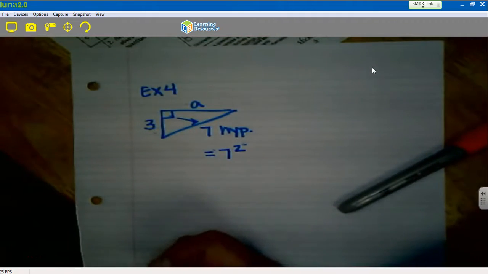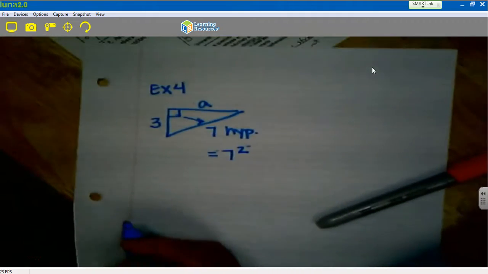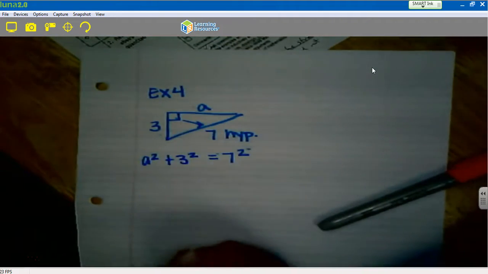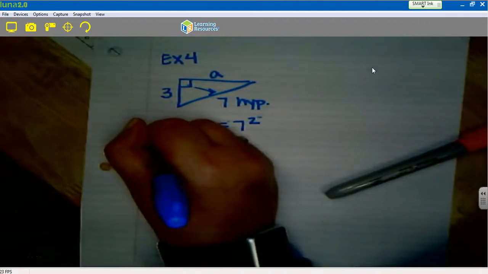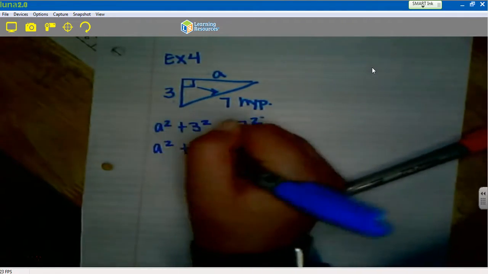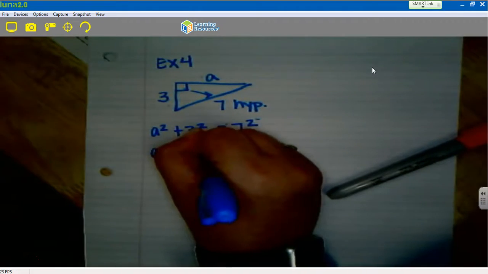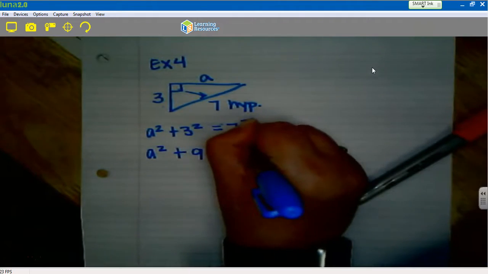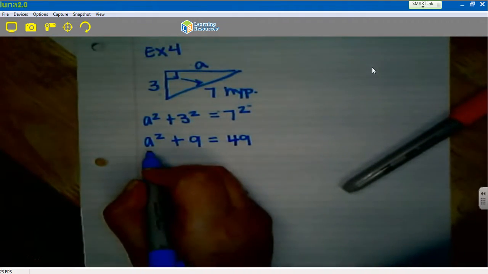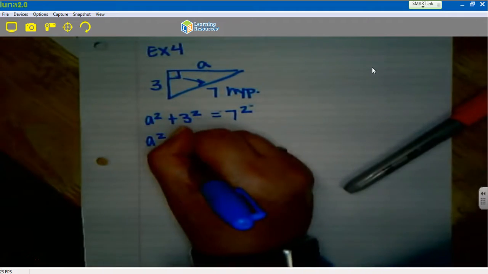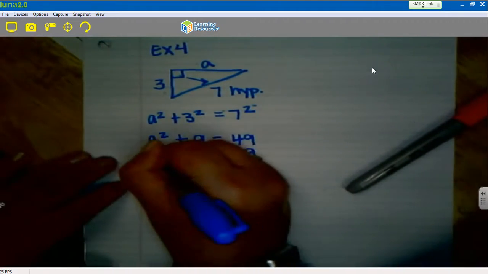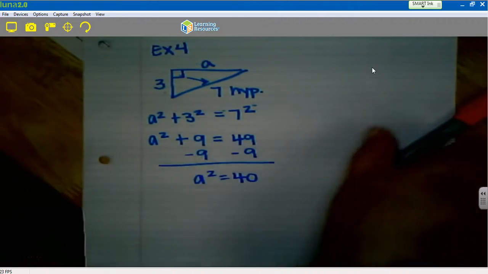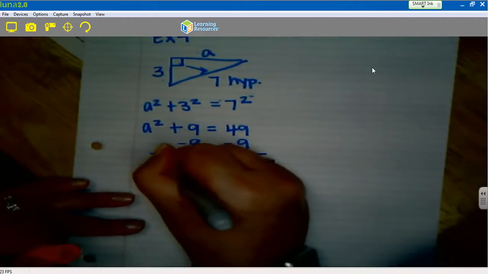The other two sides of our triangle are just called legs. It doesn't matter which order we go in, so we'll just say a squared plus 3 squared. Well, a squared is just a squared. 3 squared is 9. And that's equal to 7 squared, which is 49. To get a squared, this one's a little bit different. Now we have to subtract 9 from each side. So a squared is equal to 40.